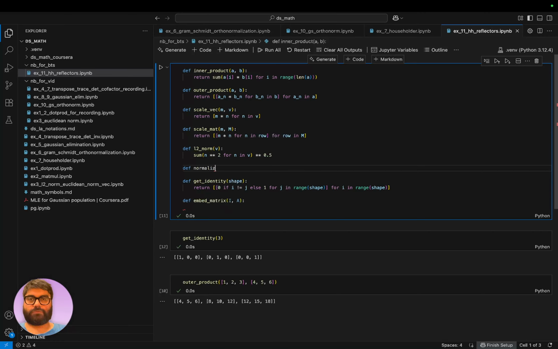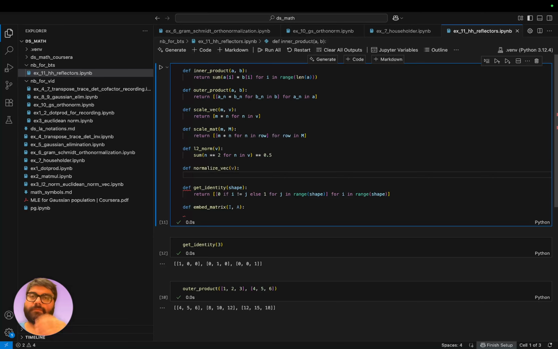We're gonna have to normalize vectors. So some vector v would be scale 1 over L2 norm of v comma v. Oh, I forgot to return on this. Scale vec, because we have a secondary scale function.